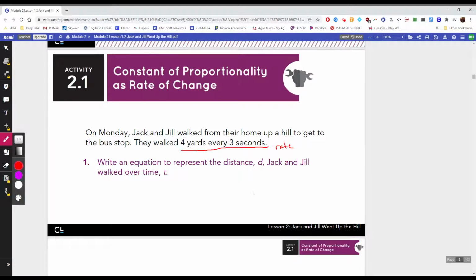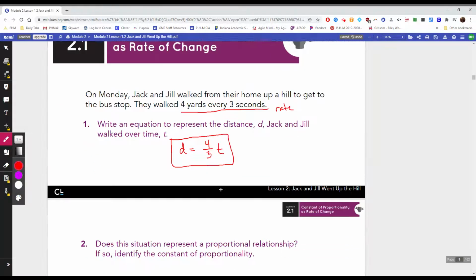It says write an equation to represent the distance d Jack and Jill walked over time. So our equation is going to represent the distance. So we're going to use d equals, well, if this is the rate that they're walking at, this rate would be multiplied by the time that they walk. So 4 yards every 3 seconds, we'd write it as a fraction like that, times t. So here's the equation that represents the distance they walk over time. So the distance depends on the time that they walk.